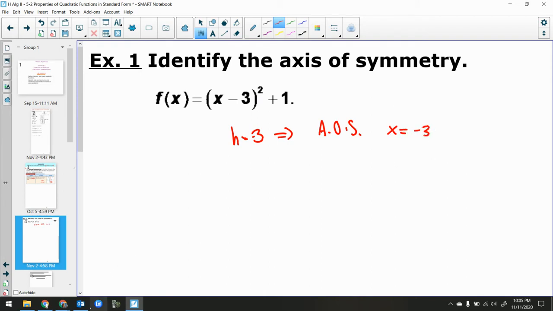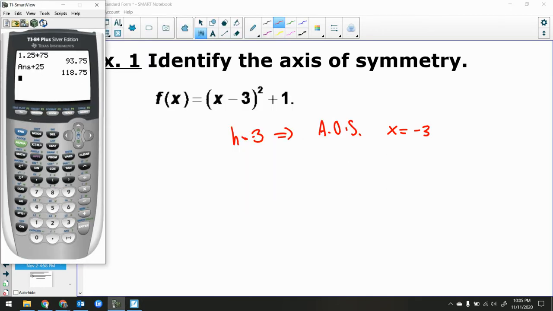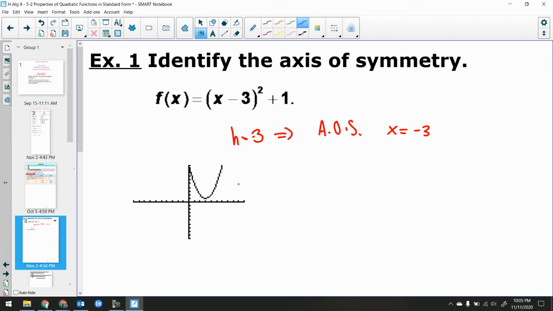If I plotted this into my calculator here, I could see it as well. Let me go ahead and show you. Let's go into my y equals and plug in (x minus 3) squared plus 1. My graph. So there's my parabola. Do we see here? The y-intercept is at positive. Oh my gosh. Good thing I graphed this. Whoops. Yeah. The h is actually +3.